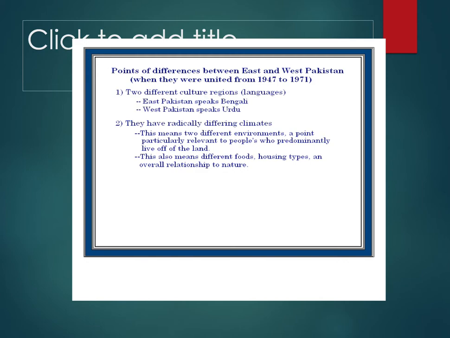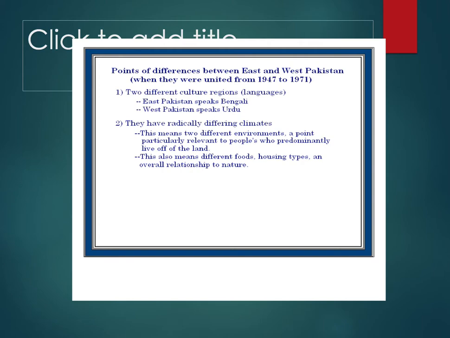Secondly, as I've written here, they have radically different climates. West Pakistan is an arid desert environment. That's especially important, as I've written there, to populations which live off the land. The physical environment itself is increasingly immediate in people's lives, as opposed to most people in developed countries where the physical environment is important, of course, but it is not as immediate to your livelihood and survival as it is in underdeveloped countries.